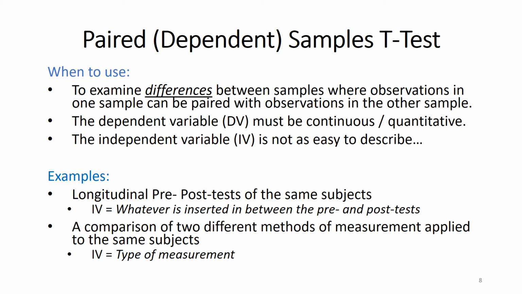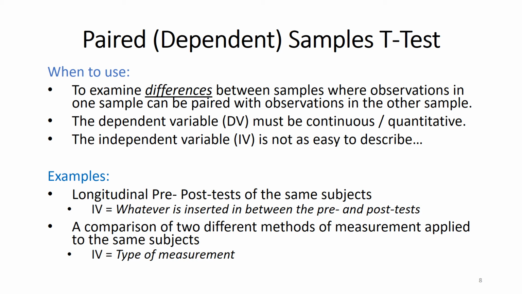So for the paired samples t-test, the dependent variable, once again, has to be continuous or quantitative, just like we saw before. But the independent variable is not quite as easy to describe as it was for the independent samples t-test. So I think examples will give us a better idea of how we break apart the independent and dependent variables. And remember, it's a t-test. We're still comparing two, t for two. Remember that, t for two, comparing two groups. But in this case, the two groups are correlated or dependent upon one another. All right, so let's take a look at the examples.